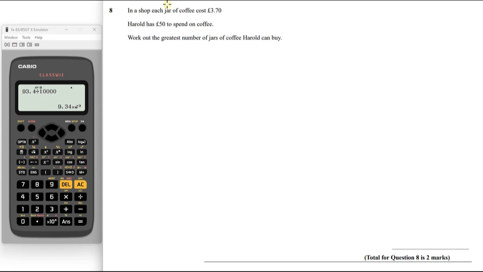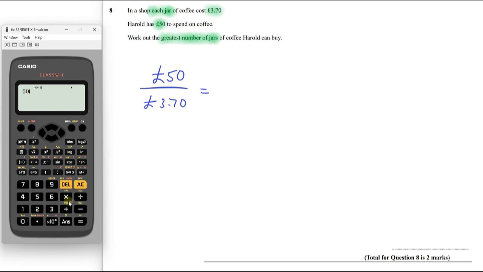Question 8. In a shop, each jar of coffee costs £3.70. Harold has £50 to spend on coffee. Work out the greatest number of jars of coffee Harold can buy. So he's got £50 to spend, and each jar costs £3.70. So what we can do is just divide the £50 by £3.70. So in my calculator, I'm just going to do 50 divided by 3.7. And if we convert that to a decimal, I get 13.513, where the 5 and the 3 are recurring.